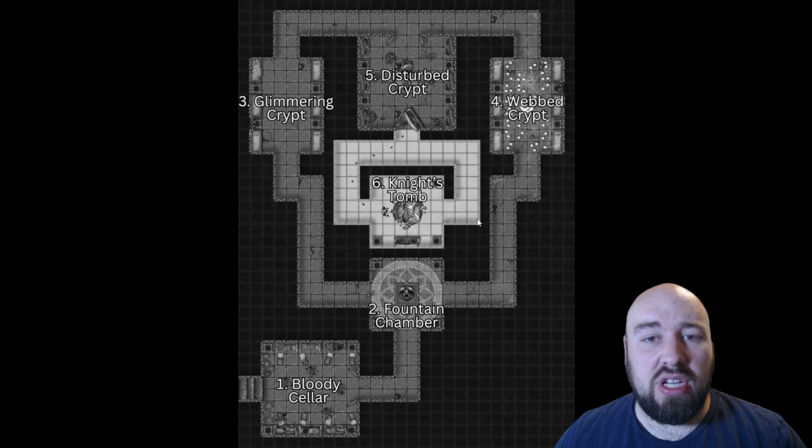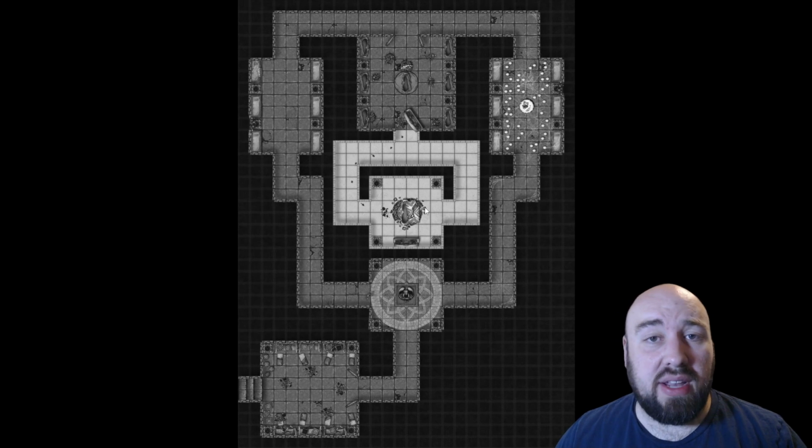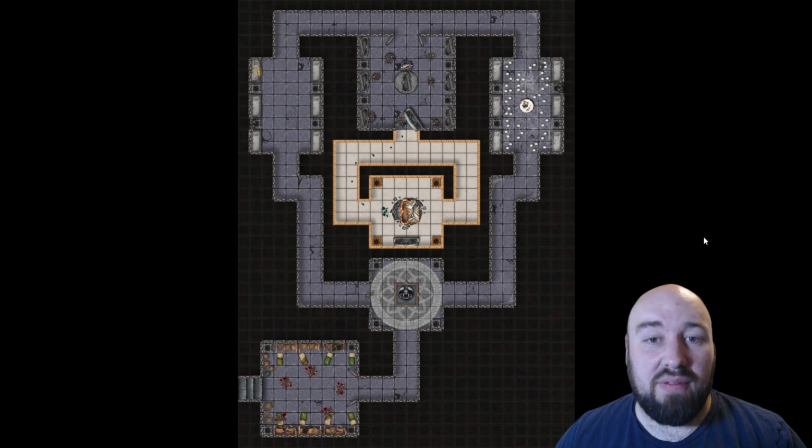Next, we've got the GM-facing black and white version of the dungeon map for the level 1 adventure, followed by the player-facing version with the labels removed. And then we've also got color variants of that map as well.